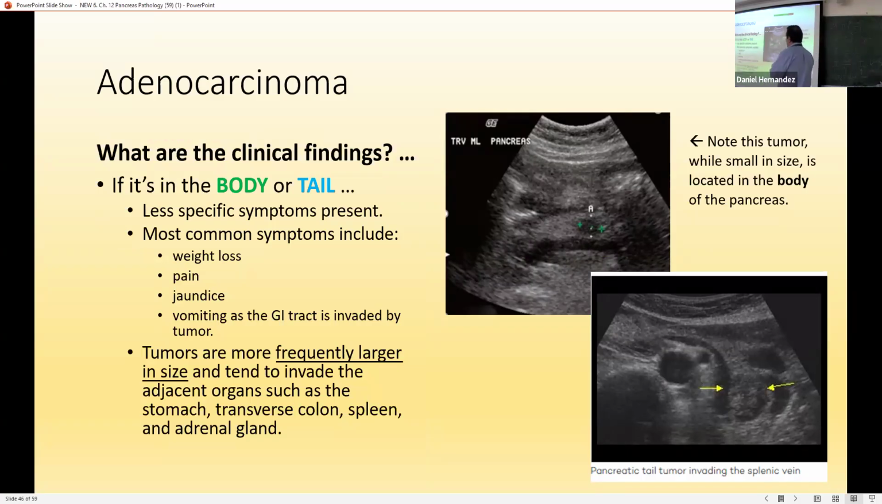Adenocarcinoma. If it's in the body and tail, there are less specific symptoms present. Some common symptoms might be weight loss. They might have pain that radiates towards the back or pain in the middle of their back. They could potentially present with jaundice, but not necessarily, because the bile ducts are draining properly since the mass is further out. They might present with nausea, vomiting.